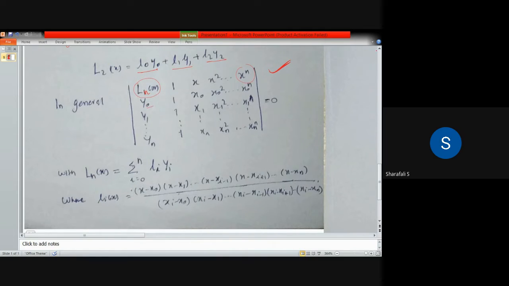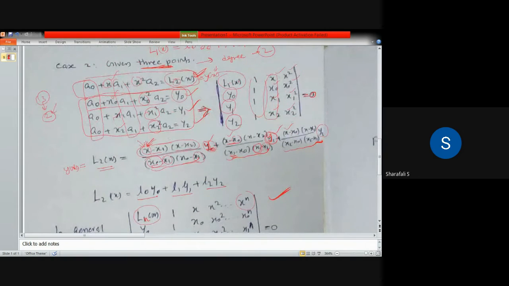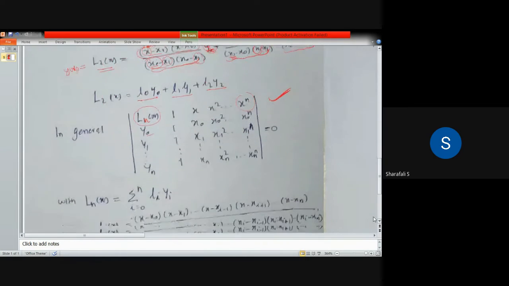Here you can see in the last case we have taken the matrix with L1 of x, 1, x, x square, and so on. And this should be L2 of x, then only it works, and so on. So we can write this as Ln of x, then we have y0, y1, y2 up to yn.